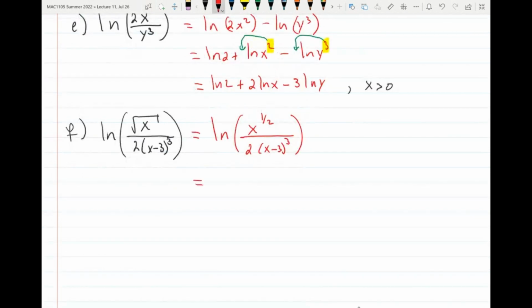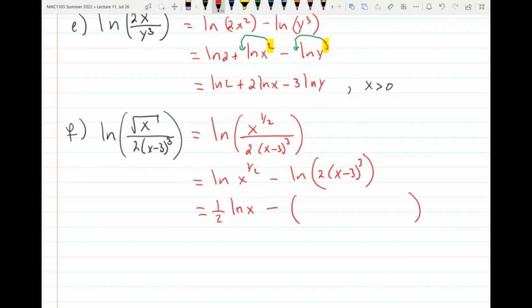Now we activate the process. So break it into a quotient minus ln of 2 times x minus 3 cubed. So now the first one, we can bring the 1/2 down. Okay. Now here is a product that we can break as a sum, but be careful. There's a minus here. This minus is affecting the entire expression. Yes. So it will affect the entire sum. So I advise you to write parentheses so that you don't miss that, because this minus has to be distributed.